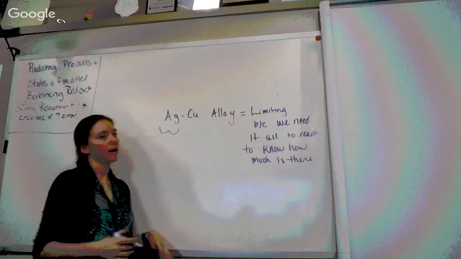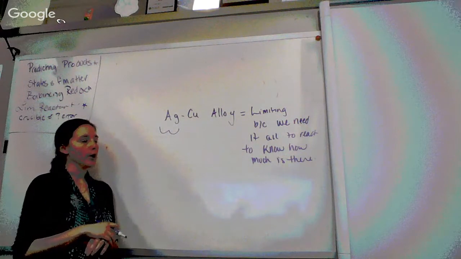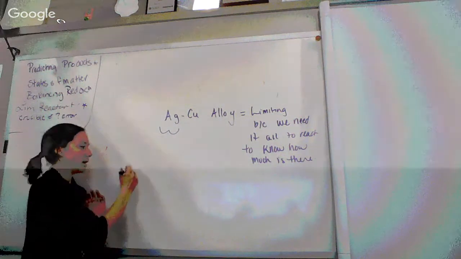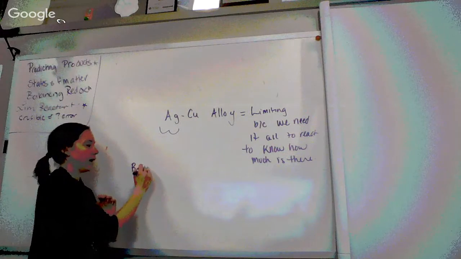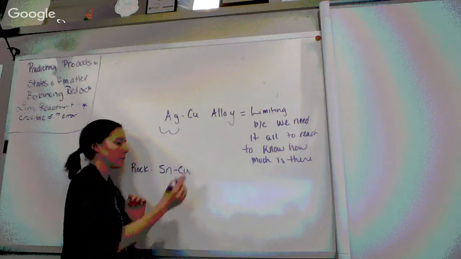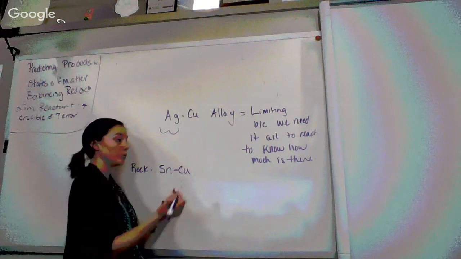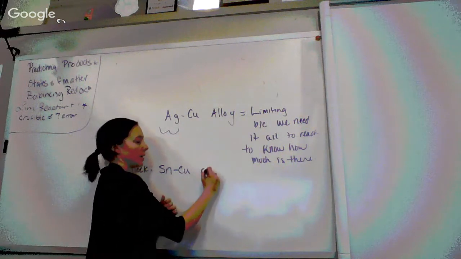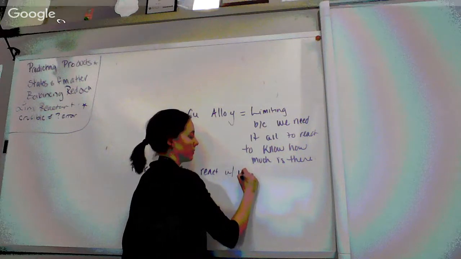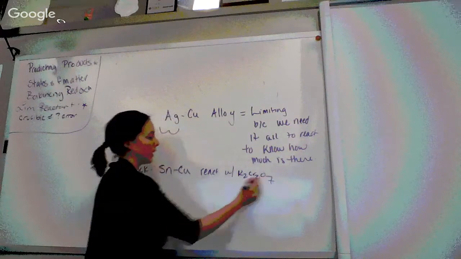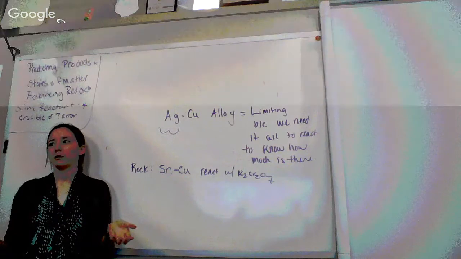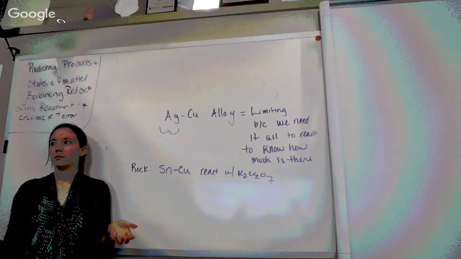So let's say I wanted to do a lab where I gave you, I think we did one like this in class, a rock that had tin and copper in it. And so then we're going to do a redox titration, and we're going to react it with potassium dichromate. So between these two, which one would we want to be the limiting reactant?